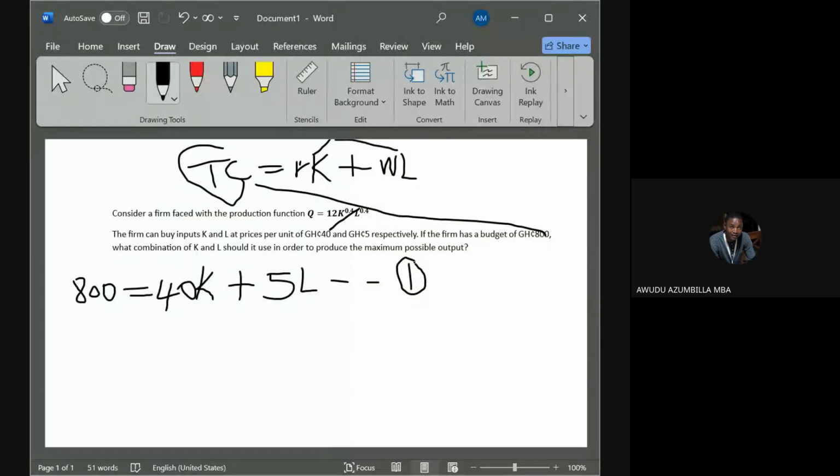Now, you also know that our problem was given as output equal to 12K raised to the power 0.4, L raised to the power 0.4. So this is what we have. This one should have been our equation 1, but no problem. We can call this one equation 2.